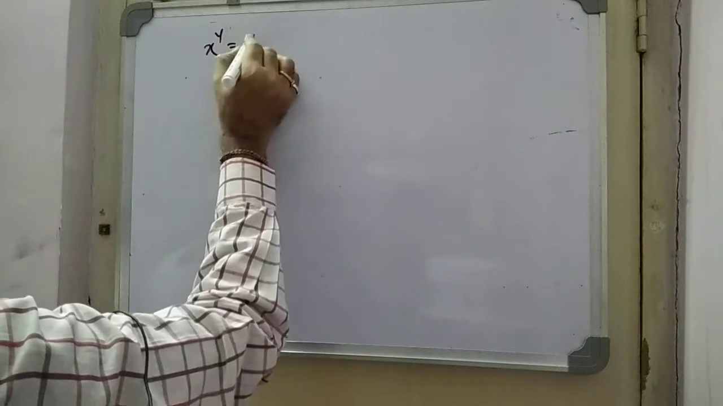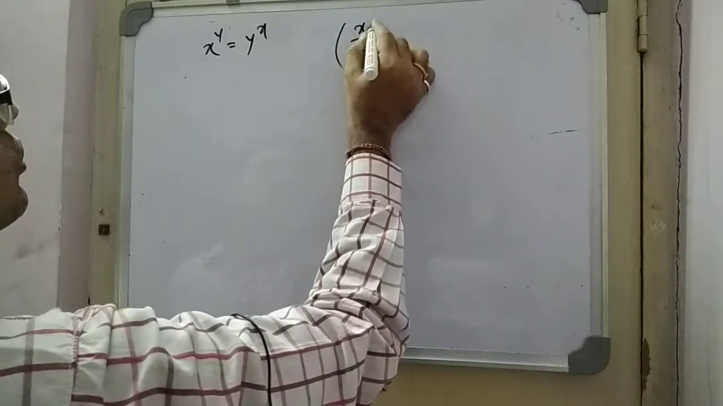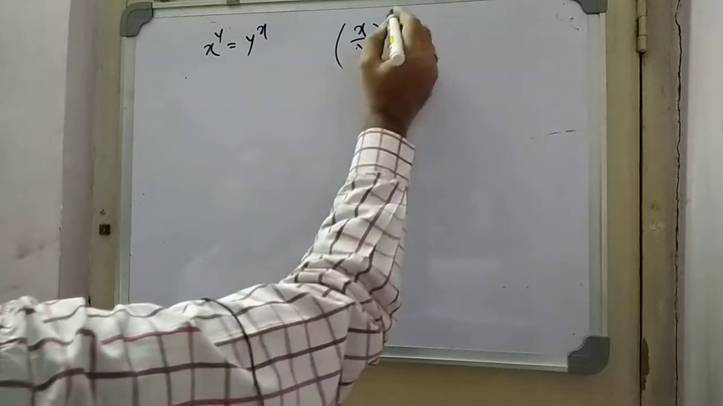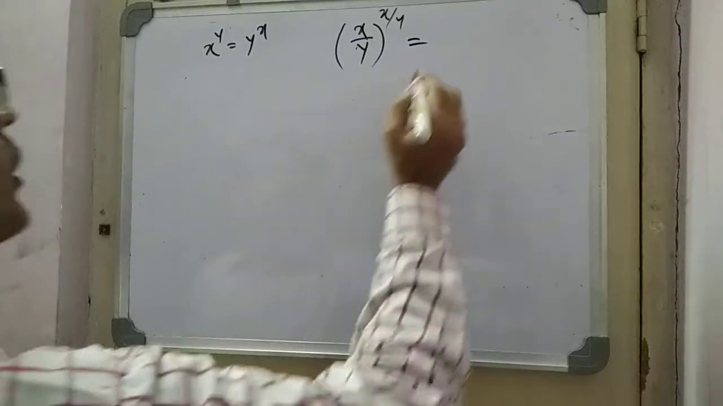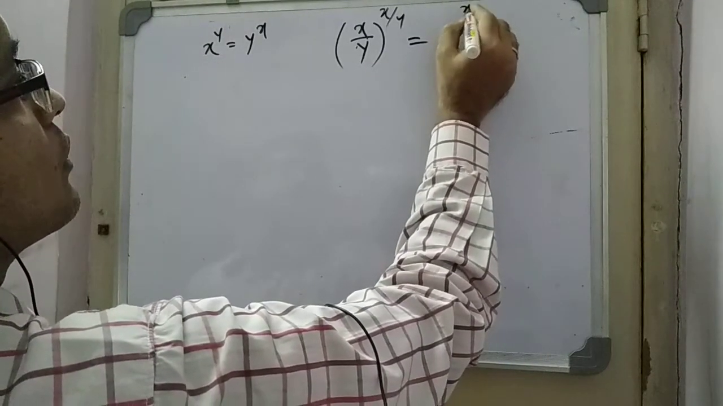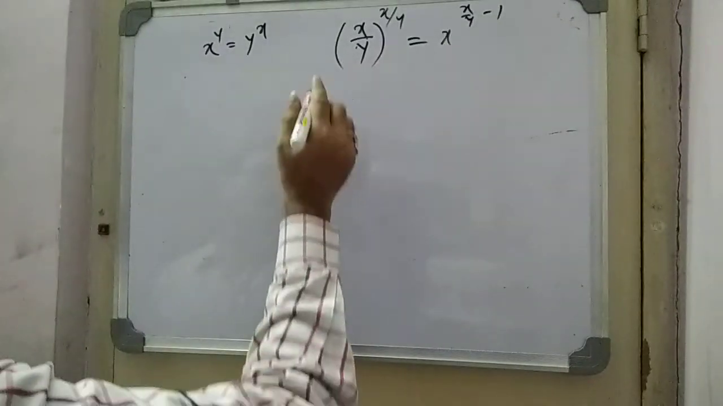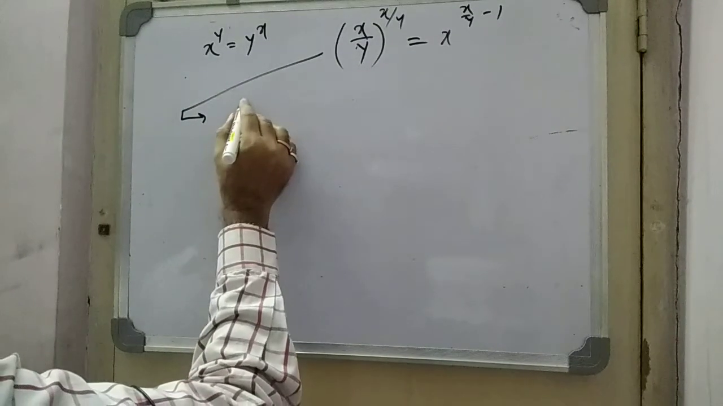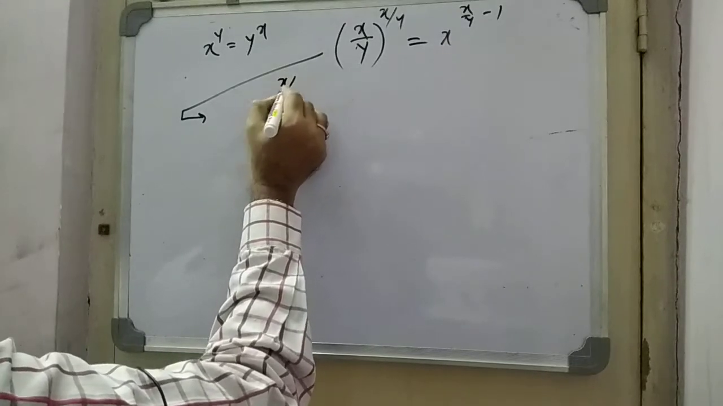Now see, x to the power y equal to y to the power x. You have to show x by y to the power x by y equals x to the power x by y minus 1. So let's see. We'll start from here, left hand side. We can write x to the power x by y.